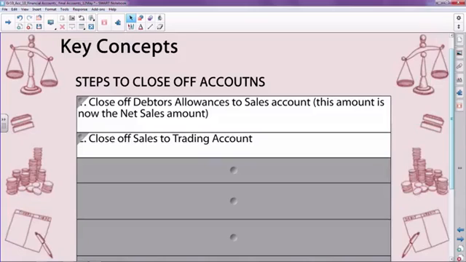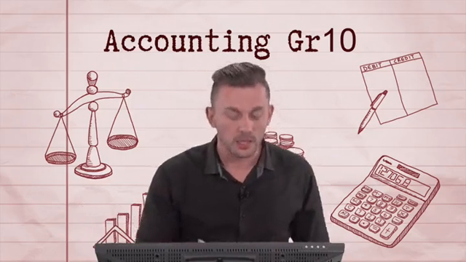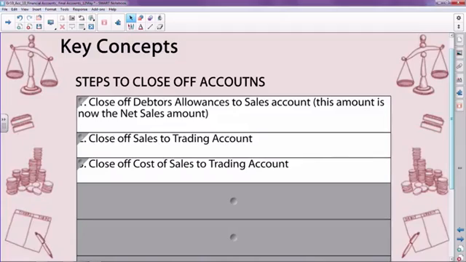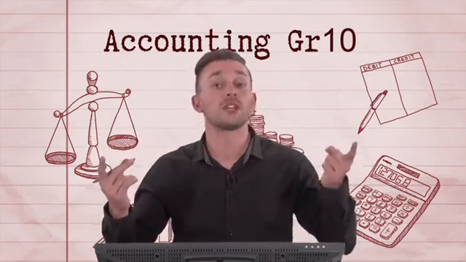Step number two: sales, your very top nominal account, hopefully the biggest amount, needs to close off to your trading account. Remember, sales will be on the credit side. You take it to the debit, and to the trading account on the credit. I'll show you now. Then close off number three, your cost of sales, to the trading account. Now you have two things in the trading account: your sales on the credit side and your cost of sales on the debit side.